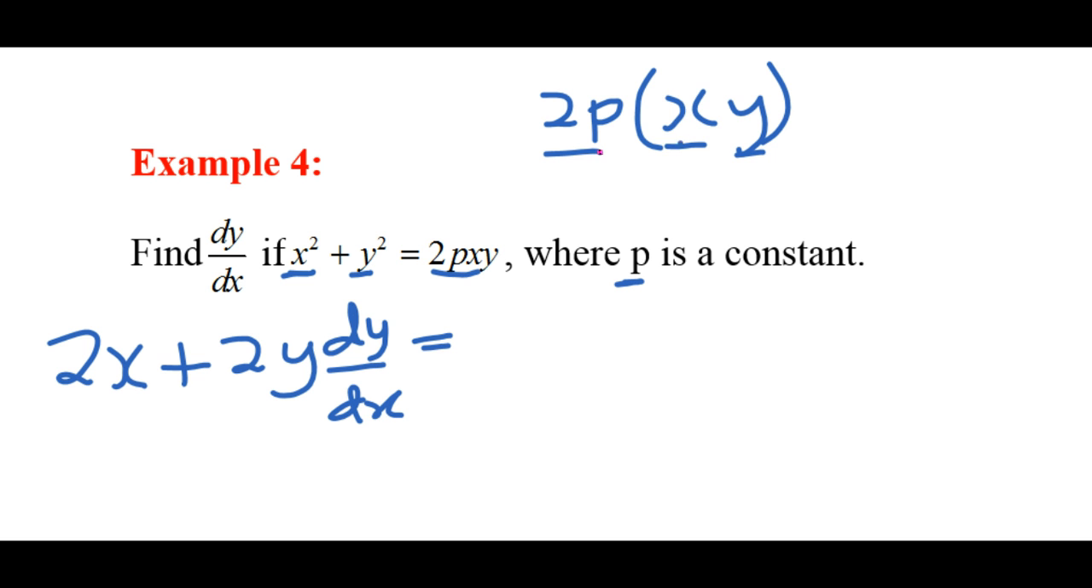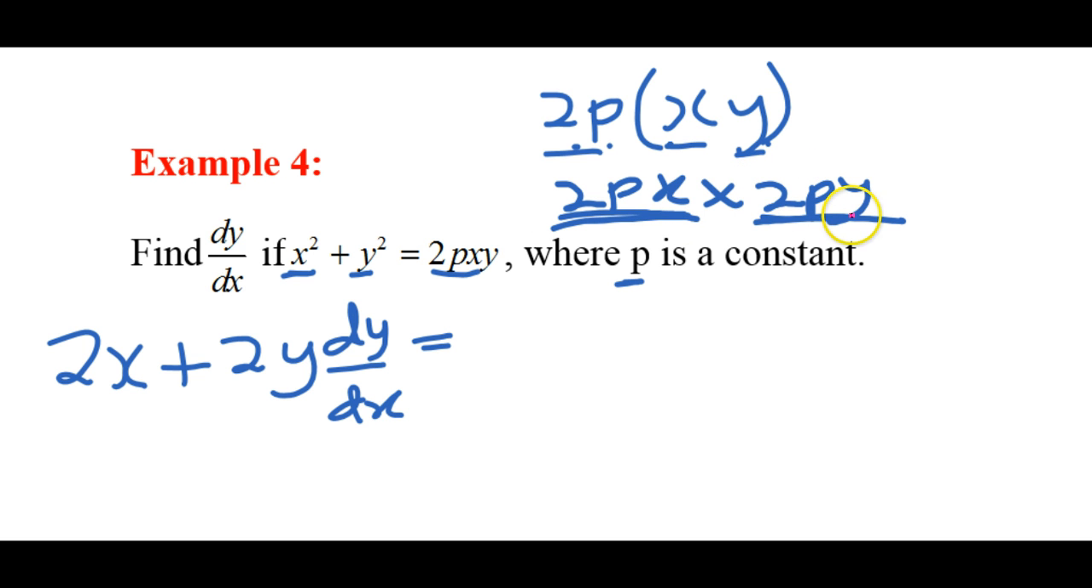or I can keep 2px as one entity and 2py as another entity. 2px and then at the same time 2py, and I will differentiate this, maintain this, then later differentiate this and maintain that. I mean, they'll be the same. So let me do it in a very simple way by keeping 2p out, then x.